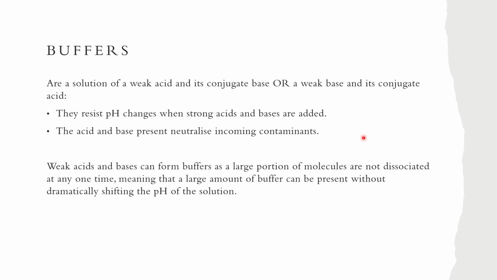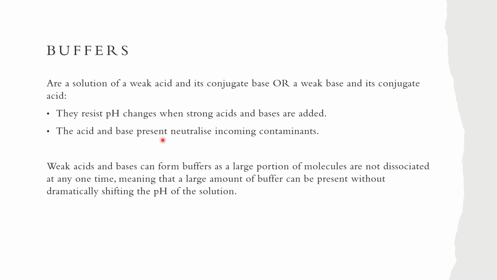When you set these up correctly, what this combination of acid and conjugate base, or base and conjugate acid, can do is resist pH changes when acids and bases are added. The way that it does that is that there is acid and base there to neutralize any of those contaminants that are coming in, which are trying to completely alter the pH of the solution or the mixture.